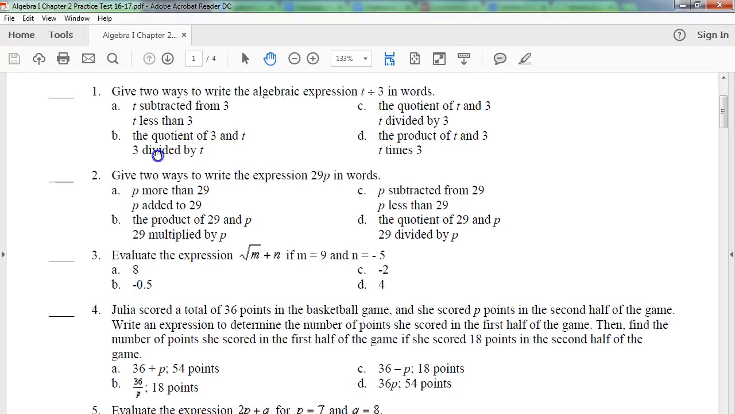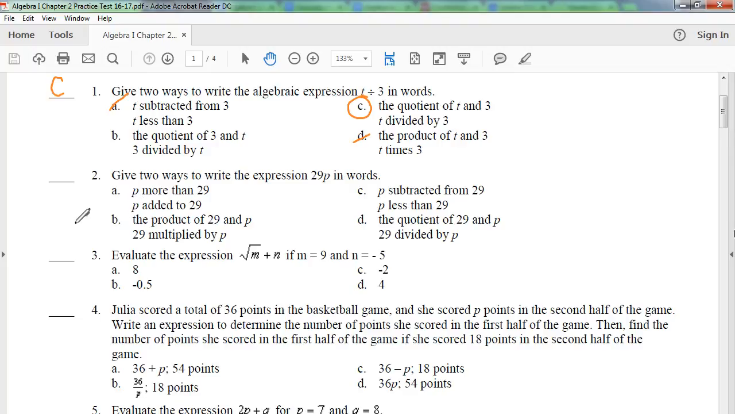Give two ways to write the algebraic expression t divided by 3 in words. Well, subtracted is not going to be an option. Product and times, those indicate multiplication. So the remaining options are B and C, where we have t divided by 3. That would be option C right here.